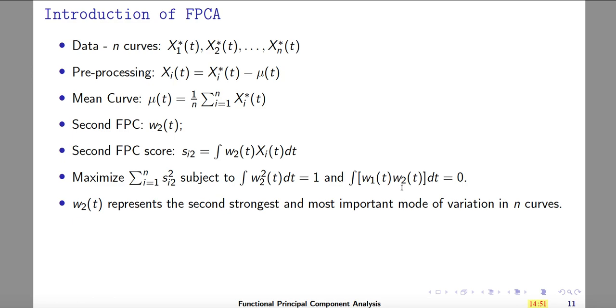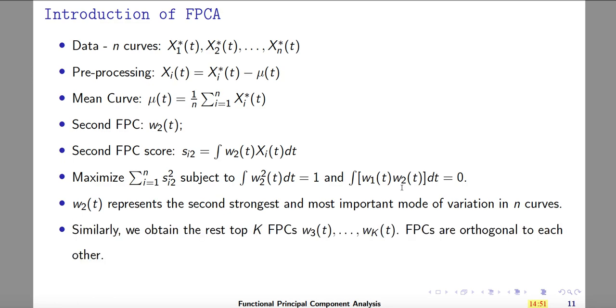W2 of t represents the second strongest and most important mode of variation in these n curves. Similarly, we can obtain the remaining top k FPCs, W3 of t to Wk of t, in a similar way. And we want to make sure that all these FPCs are orthogonal to each other.